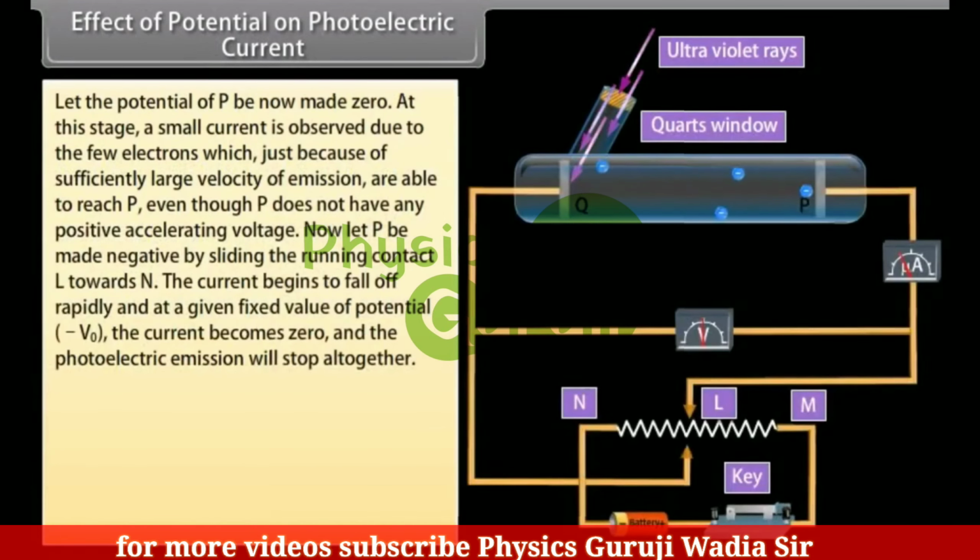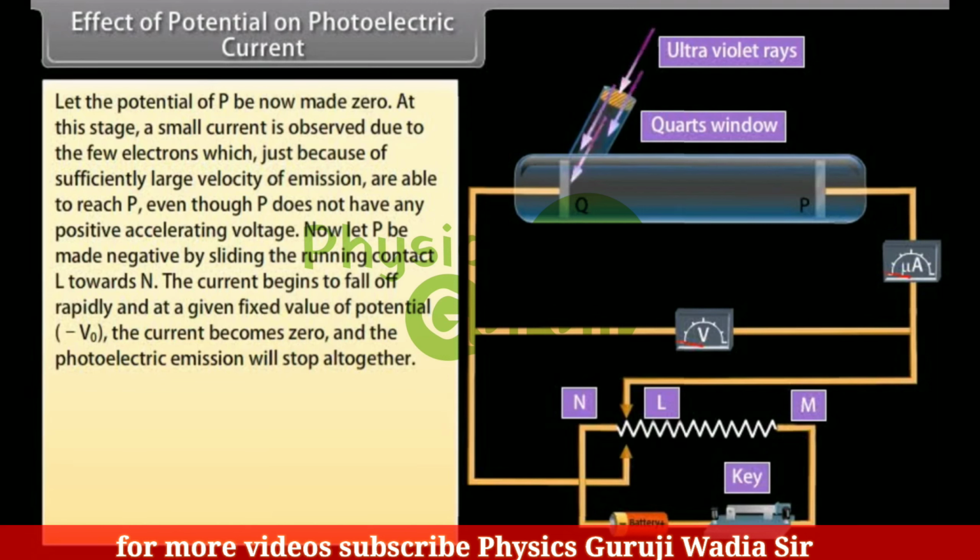Let the potential of P be now made zero. At this stage, a small current is observed due to the few electrons which, just because of sufficiently large velocity of emission, are able to reach P, even though P does not have any positive accelerating voltage. Now let P be made negative by sliding the running contact L towards N.